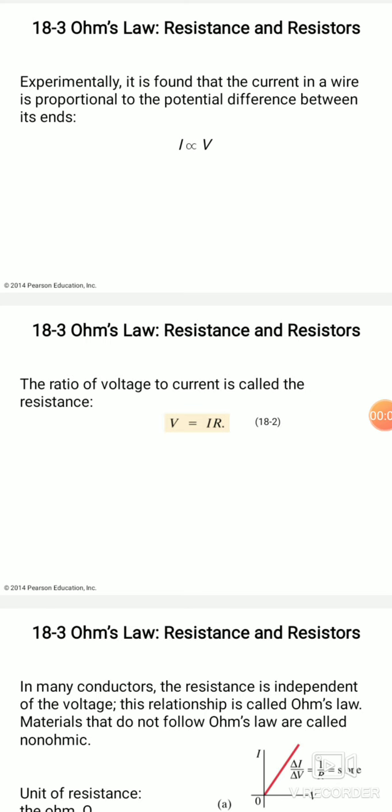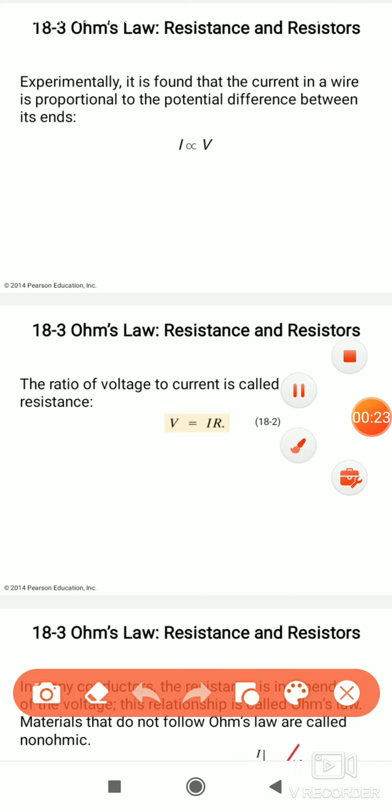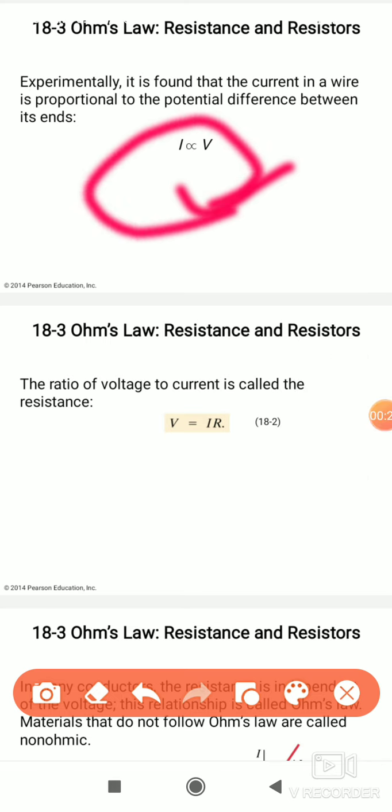Today we will discuss Ohm's law and electric power. Dear students, Ohm's law gives a relationship between current and electric potential difference. It means current and voltage. This is the relationship for Ohm's law.